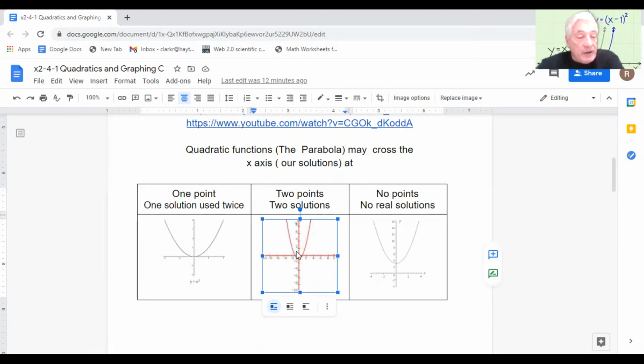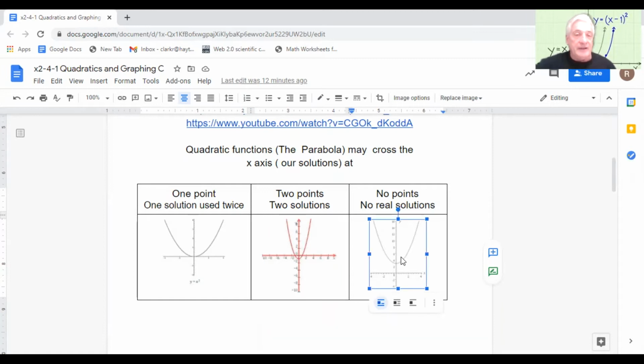Occasionally, we will get a quadratic that has no solution. This third one doesn't touch the x-axis. It's either way above the x-axis or way below the x-axis. It doesn't touch the x-axis, so we have no real solutions. I will tell you in this chapter how we find some imaginary solutions.